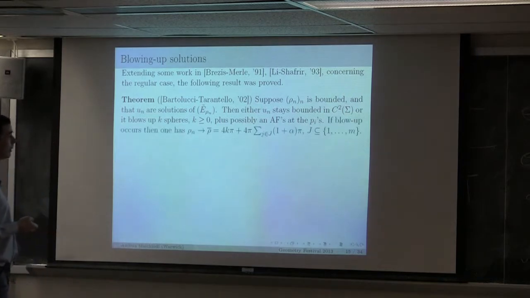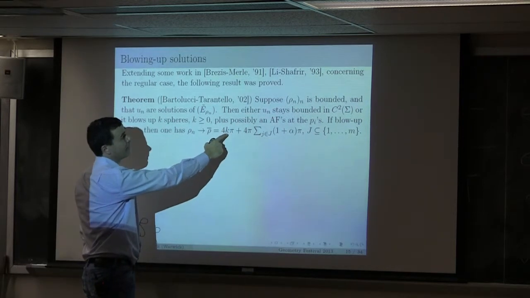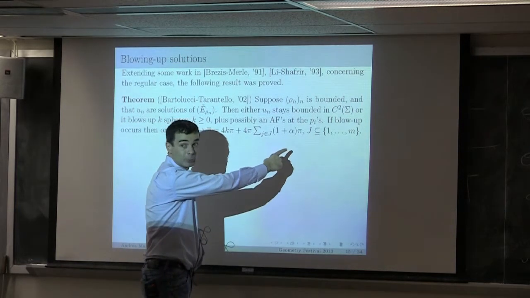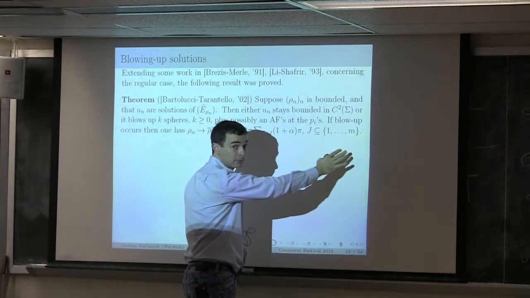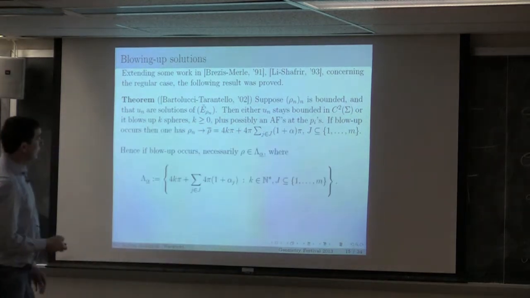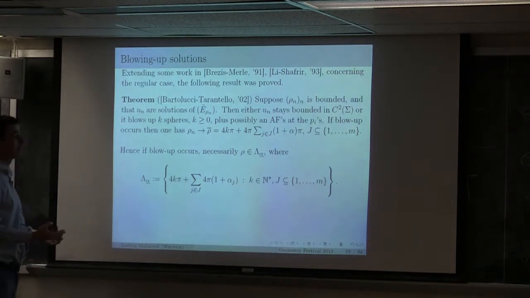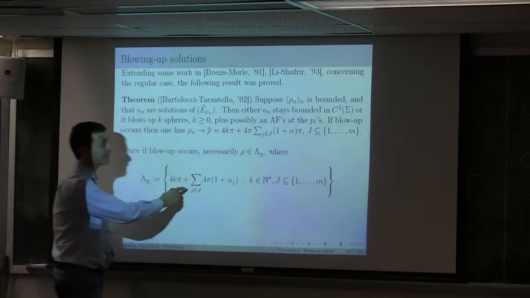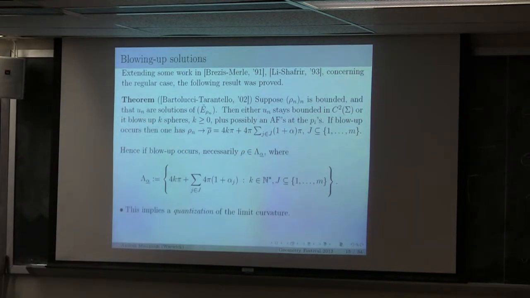And this concentration phenomenon leads to some quantization, because the limit curvature should be given by 4k pi, which is the total curvature of K-spheres, plus the curvatures you get from the American footballs. So you will blow up at some regular points, possibly, and at some subset of the singular points. All right, so if blow-up occurs, there is a quantization of curvature. Necessarily the limit value of rho must belong to a family of elements of this form, which you can write down as sums of this type. So there is a quantization of the limit curvature in case of blow-up.